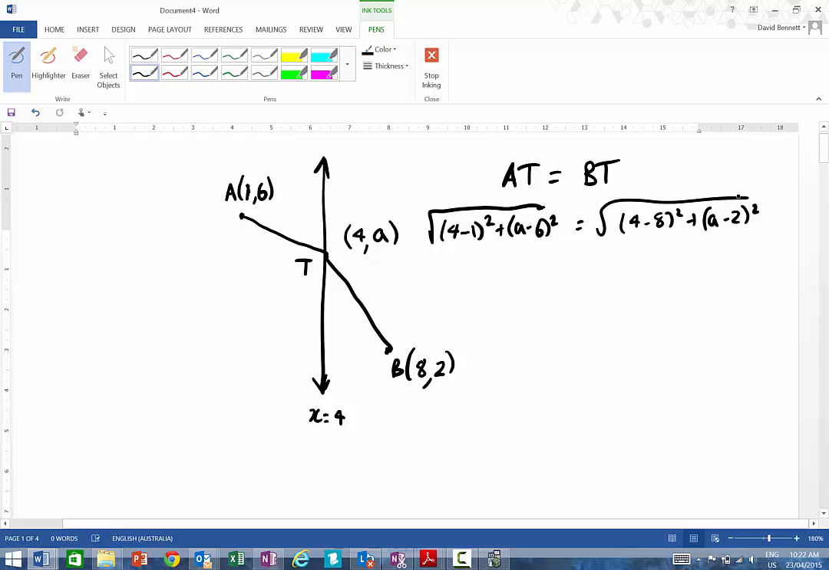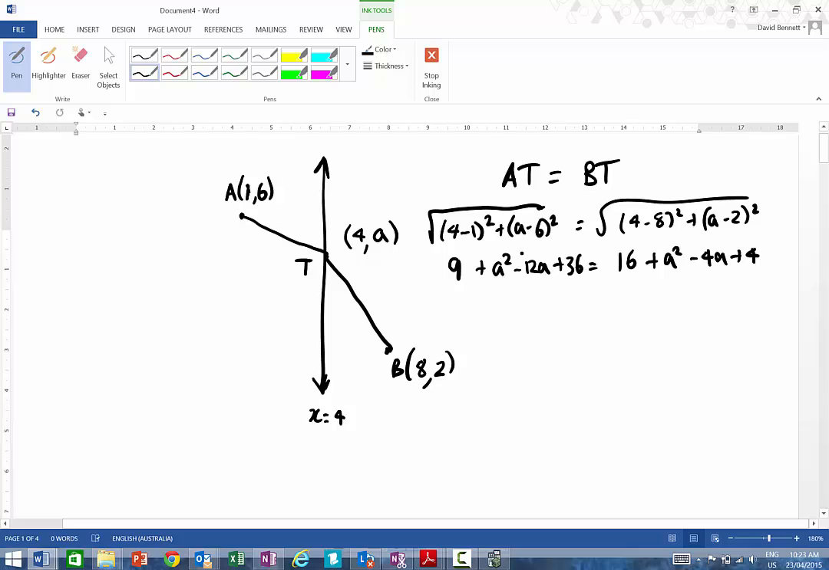Now, because we're squaring both sides, we can get rid of the brackets. 4 take 1 squared, that's going to give me 9. 3 squared is 9. And then we can expand this bit over here, and we can say that's going to be A squared take 12A plus 36. On this side over you've got 4 take 8 is going to give you negative 4 squared, that's going to be 16. And you're going to get A squared take 4A plus 4.